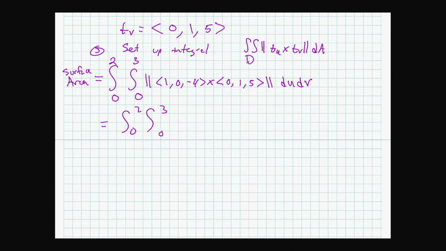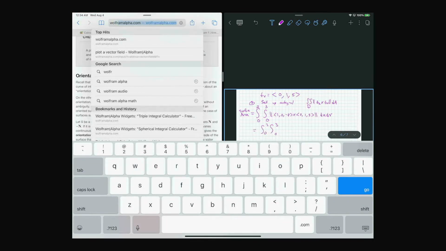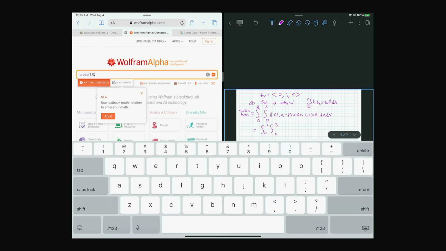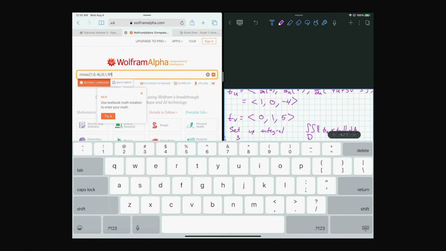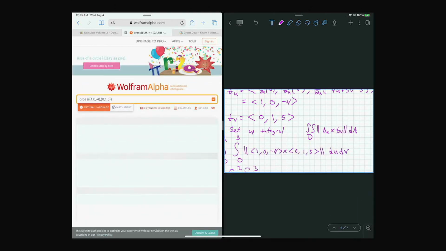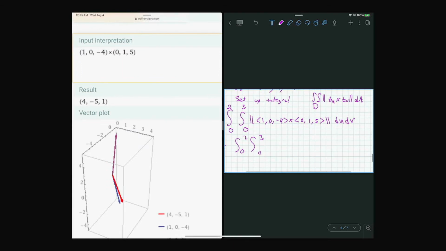Of course, we actually have to do this cross product. This is a good time to remember to use Wolfram Alpha. Save yourself some time on these. Cross product, there's a lot of ways to type this in. I'm using parentheses right now because I'm lazy and I think it will understand parentheses as vectors. So I think these are our two vectors, (1, 0, negative 4) and (0, 1, 5). If this doesn't do a proper cross product, we will fix it. Okay, it did. So we got 4, negative 5, 1.